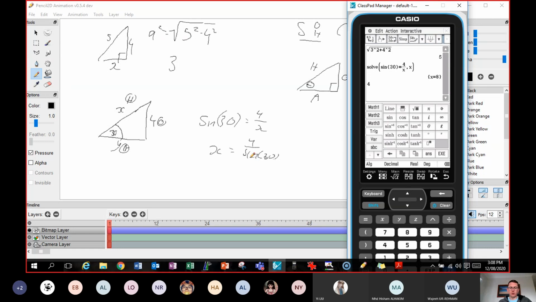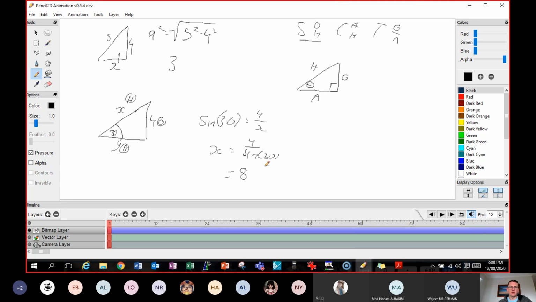Alternatively, I could have just gone 4 divided by sine 30, which is going to get the same thing. I just typed in the whole equation from the start. You get 8. So I know that's 8. Don't forget about units, if it's centimeters or things like that.